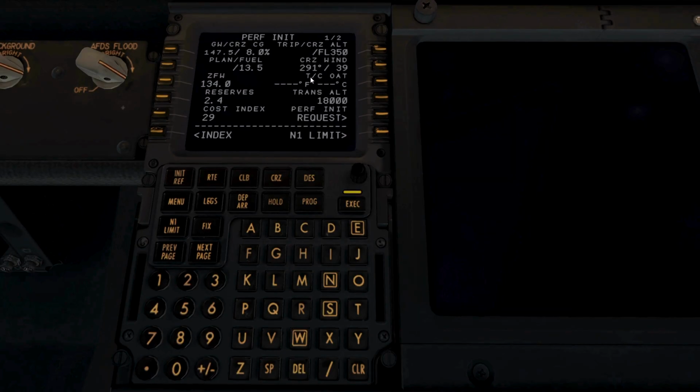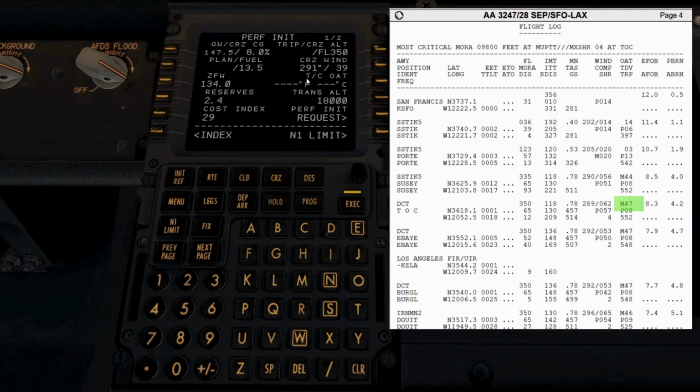39. Now this is the top of climb outside air temperature, T/C OAT. It is -47 degrees.